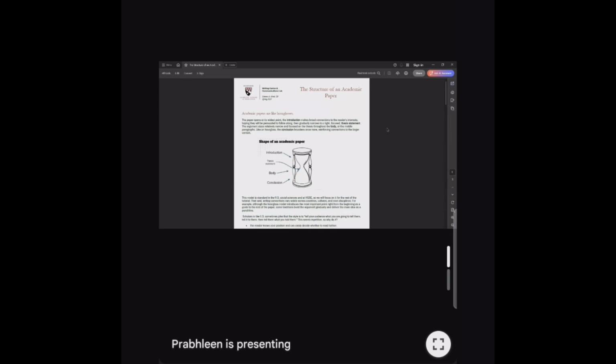Okay. I'll do one thing. I'll send this to you. Go through it today only. Let's go through it together. So this is the structure of an academic paper, like how an academic paper is written.